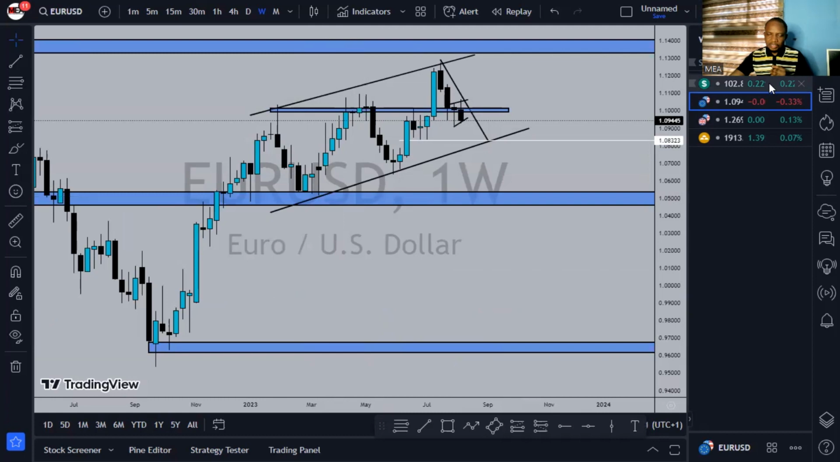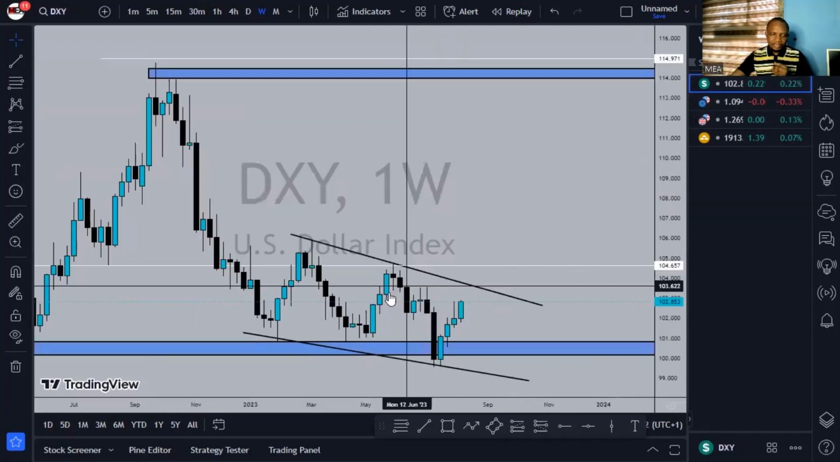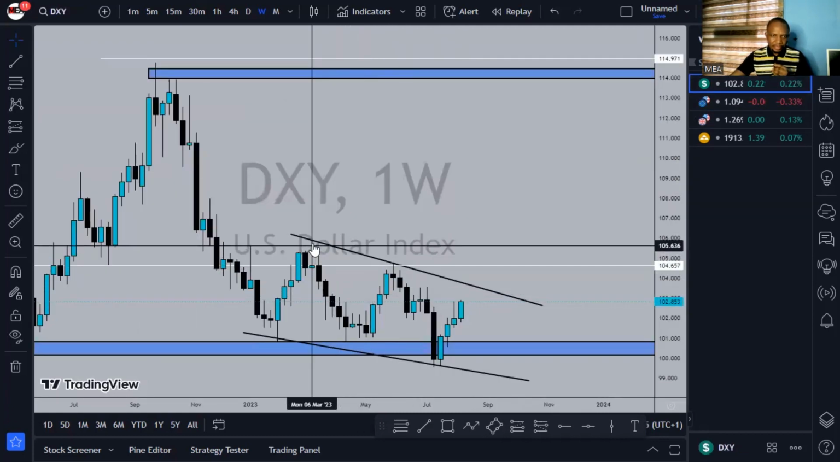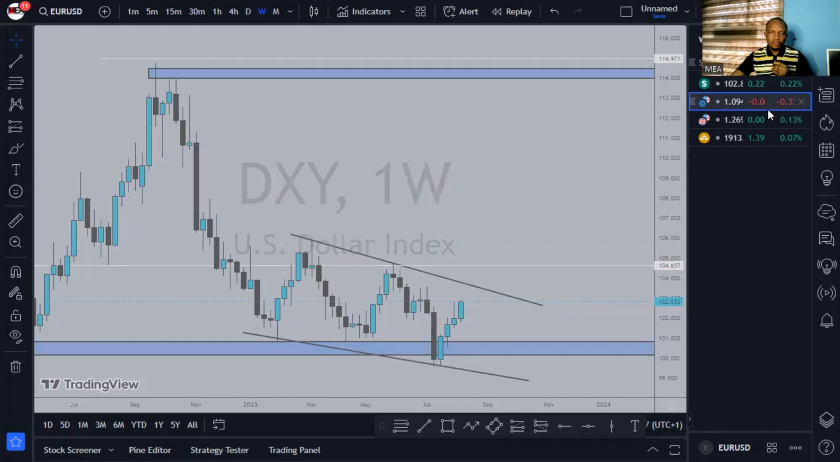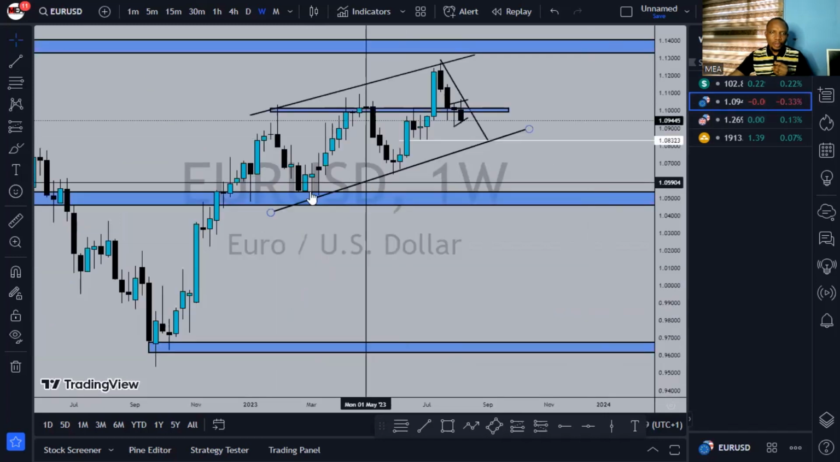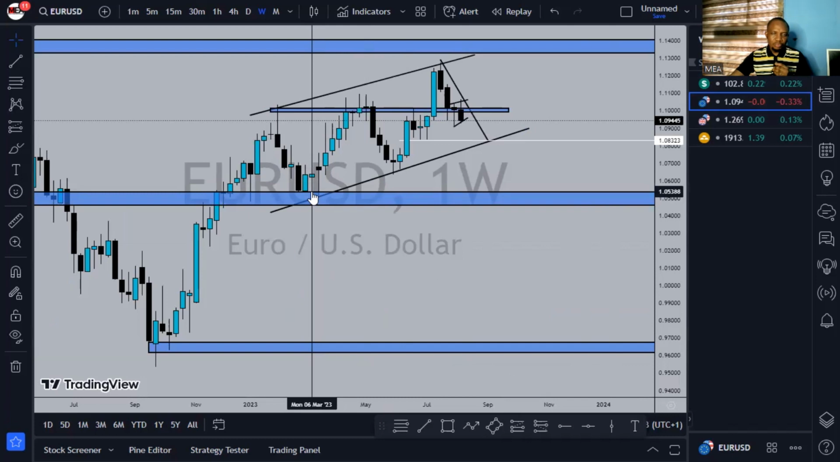Just like as you saw it here in DXY, it is on the resistance. Why in Euro is it on the support? The date on the 6th March 2023 is on the support. This is your support.